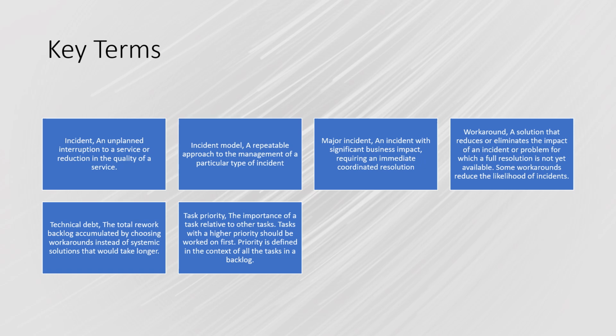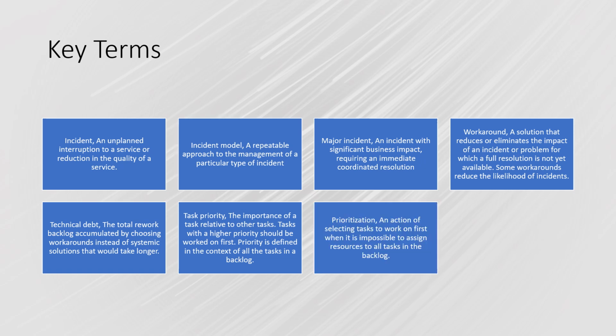Task priority, the importance of a task relative to other tasks. Tasks with a higher priority should be worked on first. Priority is defined in the context of all the tasks in the backlog. Prioritization, an action of selecting tasks to work on first, when it is impossible to assign resources to all tasks in the backlog.